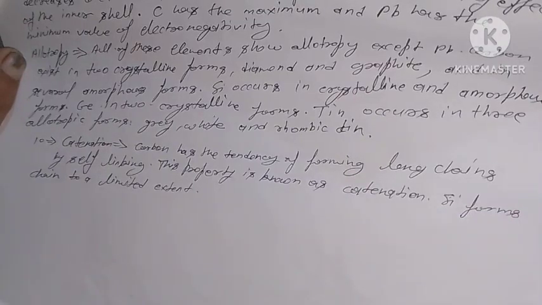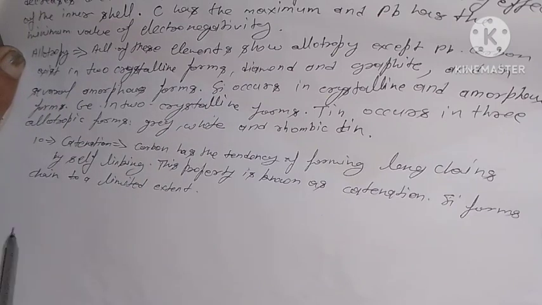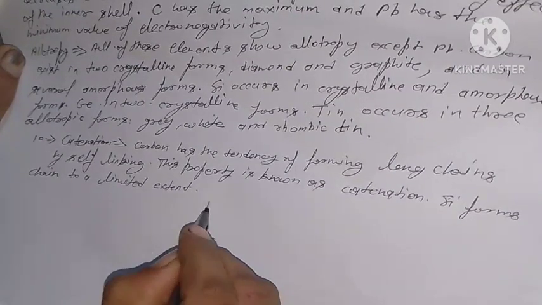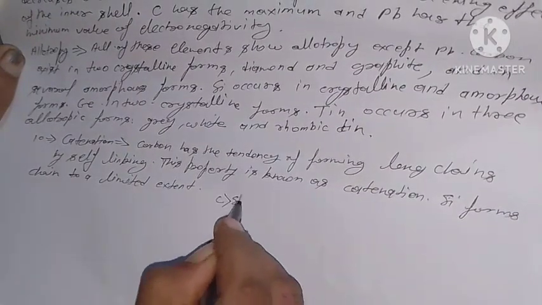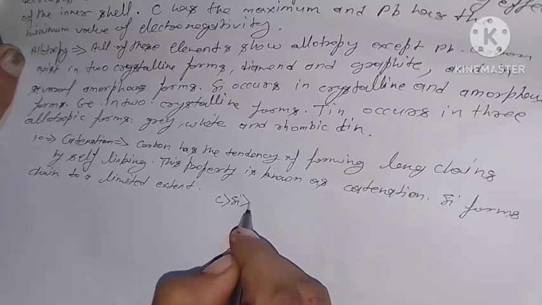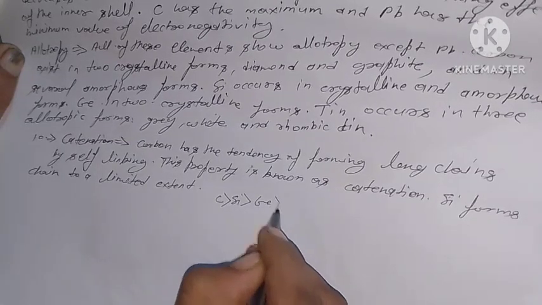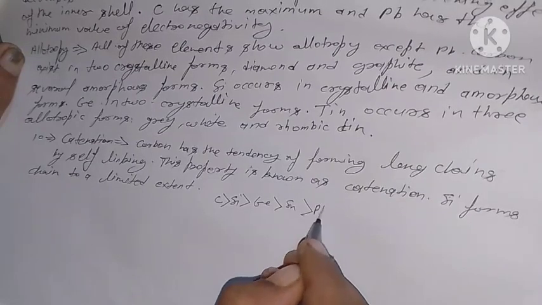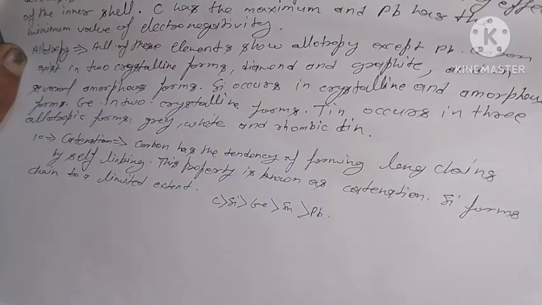Silicon forms to a limited extent. The catenation property decreases in the order of carbon is greater than silicon is greater than germanium is greater than tin is greater than lead.